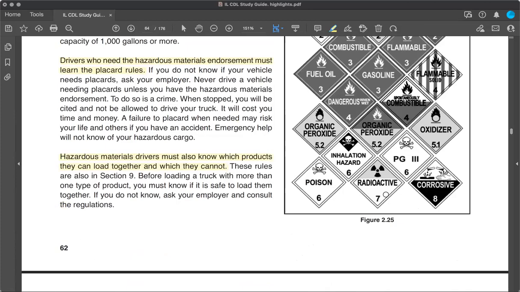So that wraps up section 2. That was a lot of stuff, right? But it is the biggest section, with the most information. So that wraps up that section.